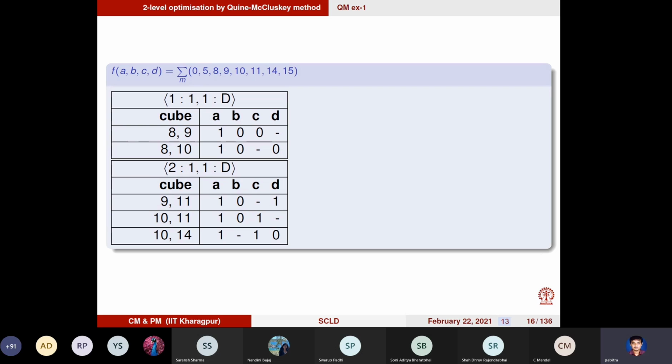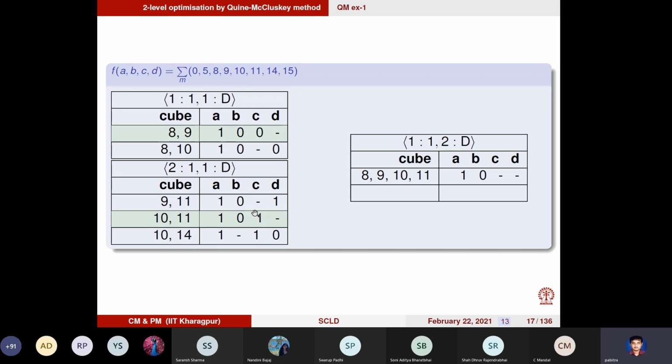Okay, so now let us look at these two-level minterms. That means two cubes combined, 8, 9, and 8, 10, let's say, and these will be the variables. And these are the other two-level cubes consisting of two minterms, 9, 11, 10, 11, 10, 14. And these are their variables. Now we see that these two can be combined. So see, the idea of the algorithm is like that. Initially, this is your function. This is the set of minterms given to you.